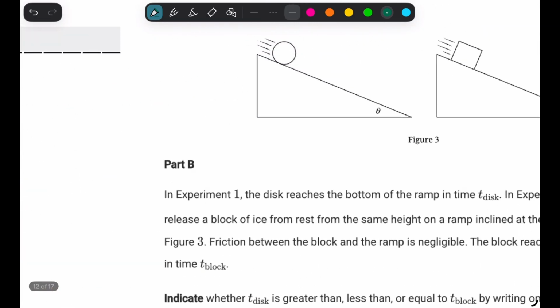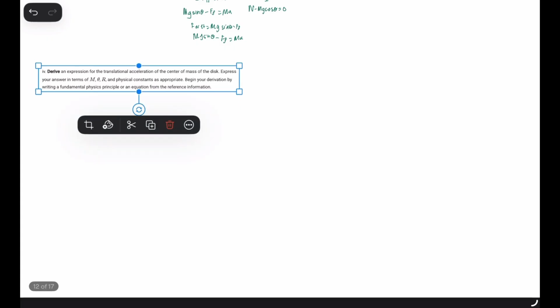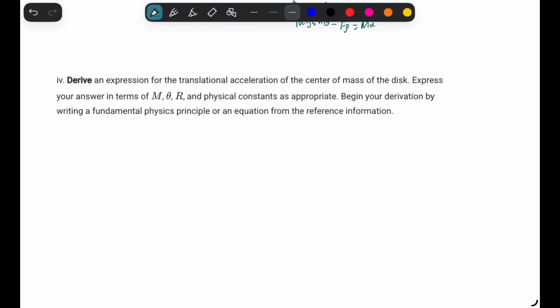Now let's go into our next question. See here, we have question 4. Derive the expression for the translational acceleration of the center of mass of the disk. Express your answer in terms of m, theta, r, and physical constants as appropriate. Begin your derivation. Okay. Well, what we're going to have here is we need to look at both our translational and our rotational Newton's second law.